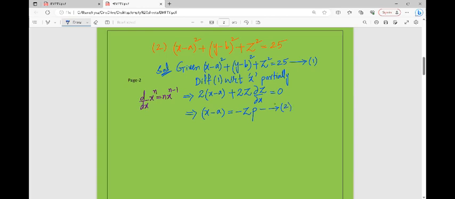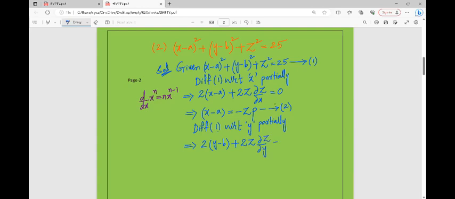Equation number 2. Similarly, if you differentiate equation number 1 with respect to y partially, what are you getting? 2 times (y minus b) to the power of 2 minus 1, I am not writing that, plus 2z into dou z by dou y, same story as with x.